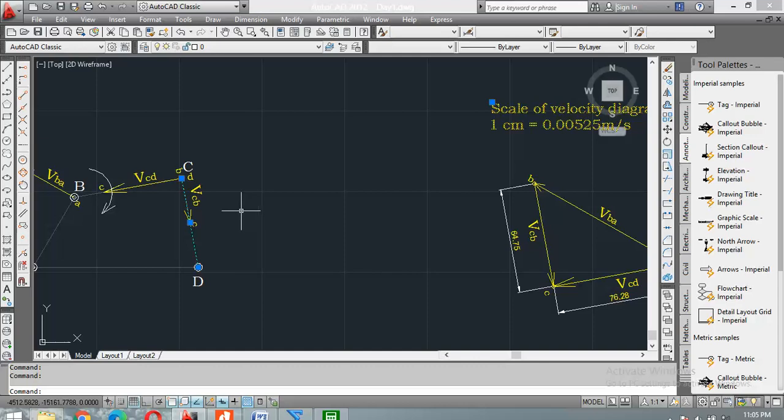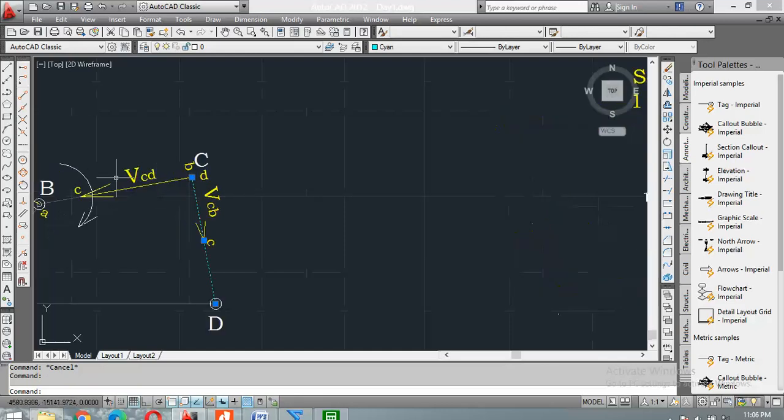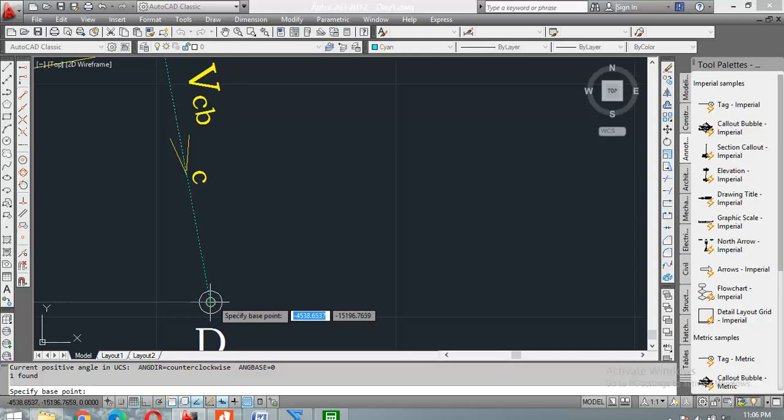Okay, but see, we don't have the direction of angular velocity of CD, but we have the direction of linear velocity of CD. So let us take help of linear velocity of CD to find out the direction of angular velocity of CD. If we want to find angular velocity of CD using VCD, then VCD indicates that point D should be the reference point. So for rotation, I am taking point D as a hinge point.